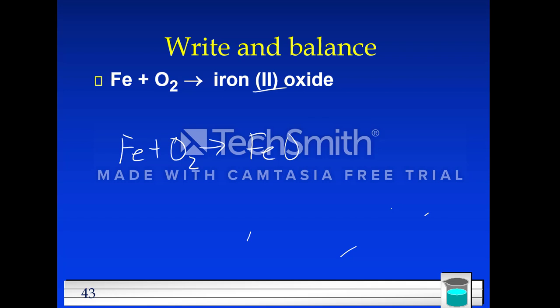Yep. So we got the right formula for iron 2 oxide. Now we need to balance. Okay? So balancing always comes last. So I needed 2 O's, so I put 2 in front of FeO, and then 2 in front of Fe.